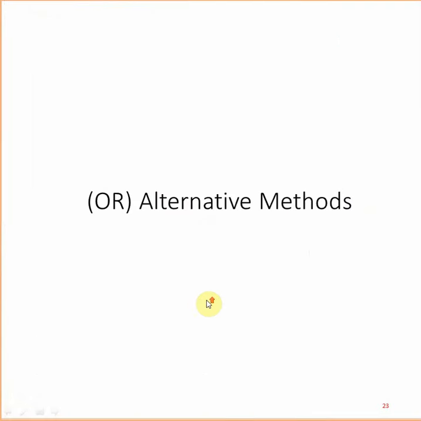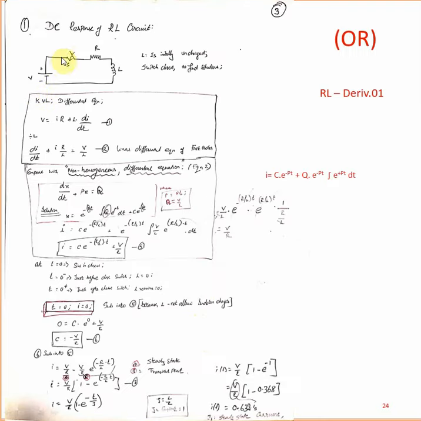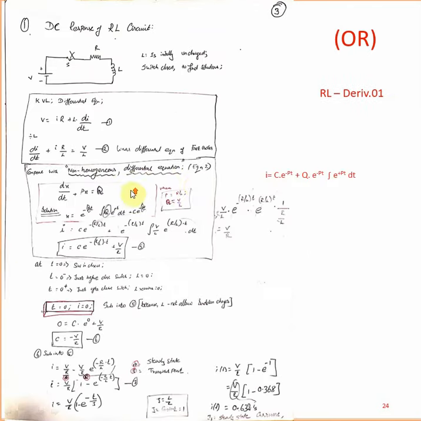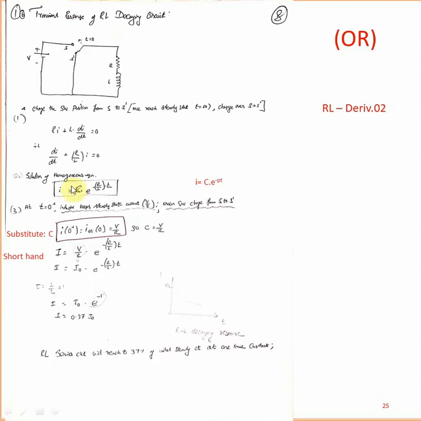Here is one point. There are two equations. One is a DC excitation. If it is DC excitation, you compare with a non-homogeneous equation. If it is a source-free circuit, compare with the homogeneous equation. Previously non-homogeneous, here homogeneous. That's all. So this is the alternative derivation method.